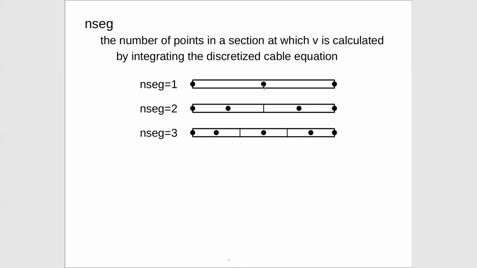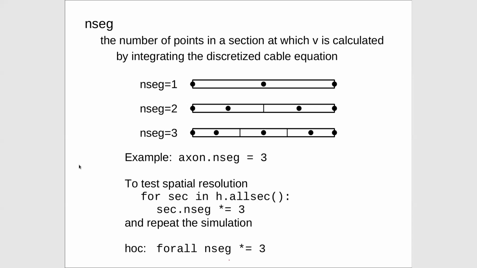Okay, so how do we set that for a particular section? Say we had a section called axon, then axon has a property called nseg, and the syntax would be axon.nseg equals, and then we could put the value that we want on the right-hand side of the assignment statement. That takes care of it. So if we wanted to test spatial resolution in a model, and we're using Python here to do this, we would iterate over all sections in the model.